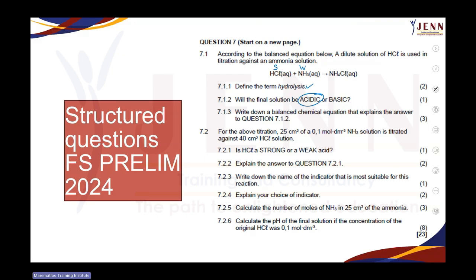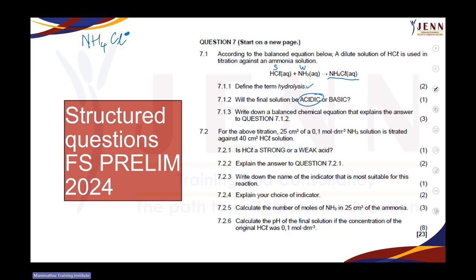Okay, so let's move. It says write down the chemical equation that explains your answer. Hydrolysis is a reaction between a salt and water. And what is our salt? The salt is that product there. So we have a salt that is NH4Cl.